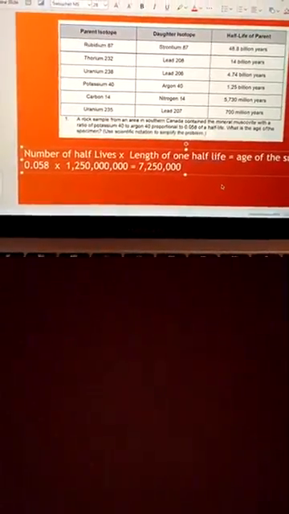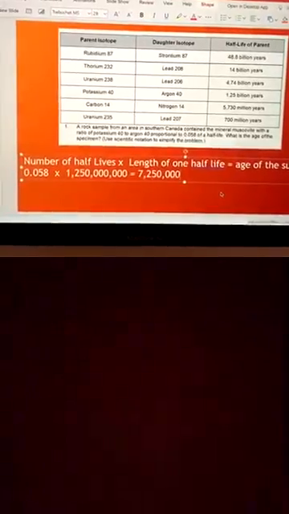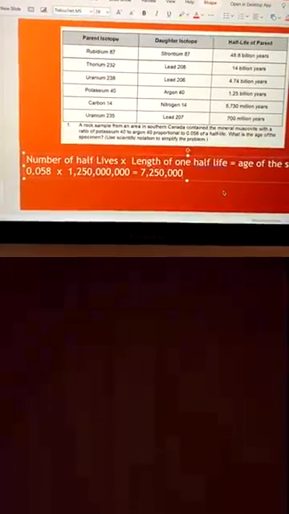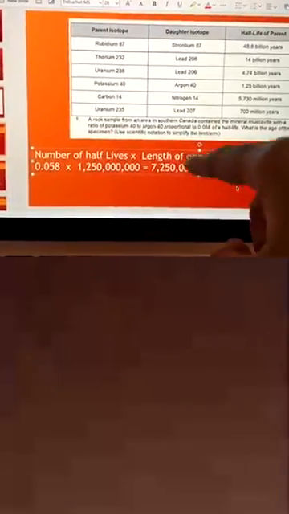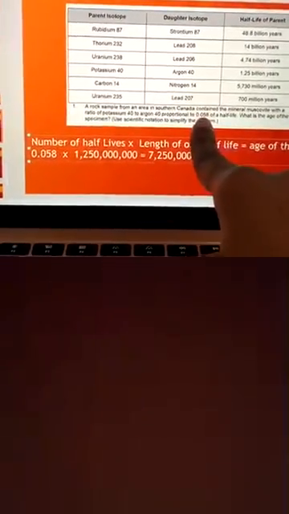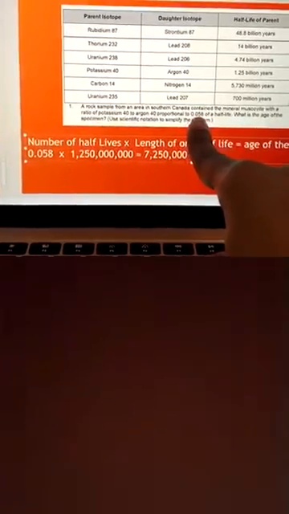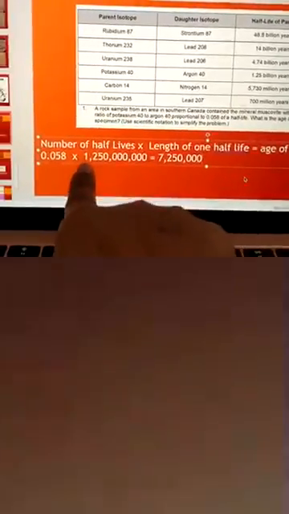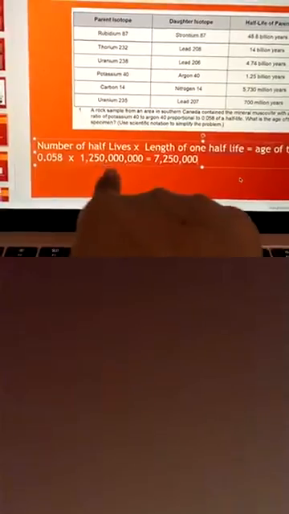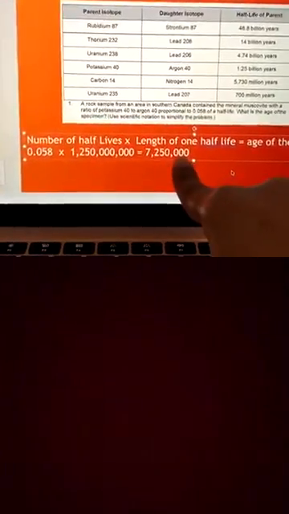All right. I'm not seeing anything in the comment section, so I'm guessing we all got the same answer. Make sure you have that answer written in for question 1. Again, she took the number that was actually in the problem, the 0.058, and she multiplied it times the number of half-lives, which was 1.25 billion. When you write 1.25 billion out, this is how it looks. And when you actually solve the problem, when you multiply those two numbers, this is the answer you get.